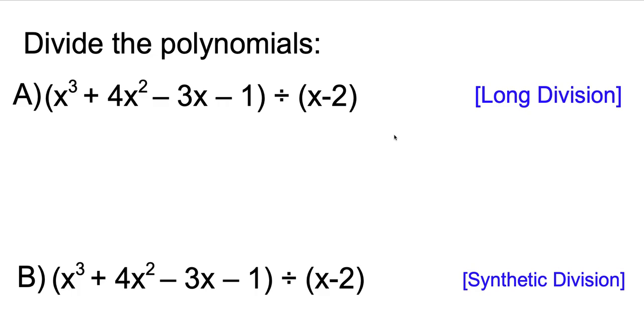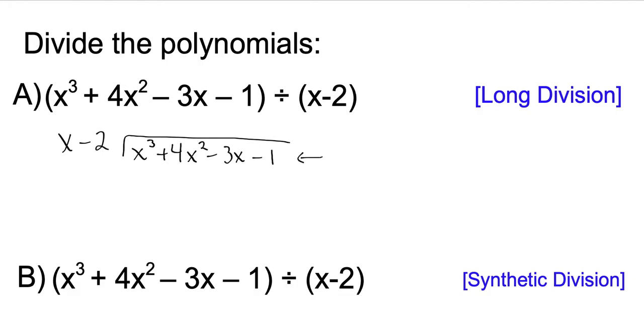So starting with long division, okay, the bigger one here goes into your box, the x minus 2 goes outside the box. All right, so we have to set it up like this. And again, make sure we're looking for any zeros that we need in here, okay? We don't have any placeholders needed right now.